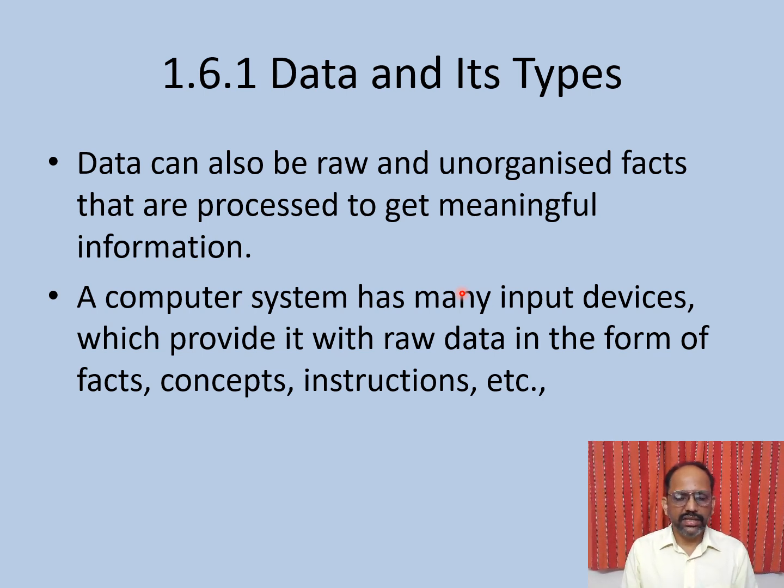This data is entered into the system and the CPU processes it and gives us the processed data, which is called information. The difference between data and information is that data initially doesn't have meaning. It won't convey any meaning, whereas information is always meaningful. The computer system, as you know, has many input devices which provide it with raw data in the form of facts, concepts, instructions, etc. We feed different kinds of data into the system.